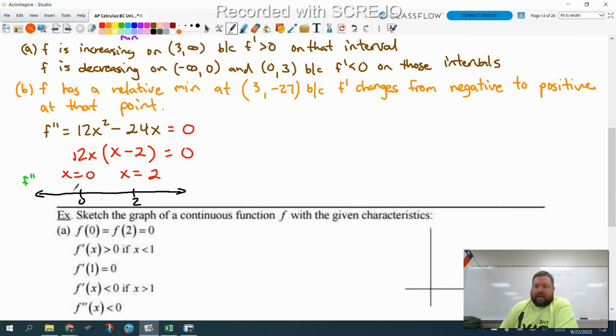All right, so plug in negative 1, and I get a negative, and negative 1 minus 2 is a negative. Negative times a negative is a positive. Plug in positive 1, I get a positive. 1 minus 2 is a negative. Positive times a negative is a negative. Plug in 3, positive. 3 minus 2 is positive. Positive times a positive is a positive.